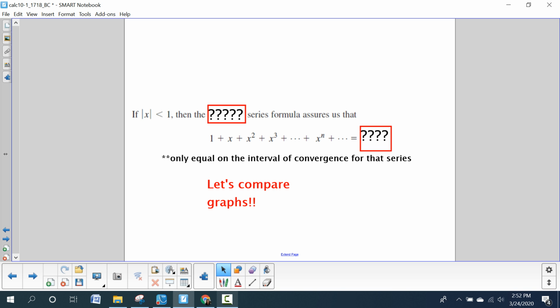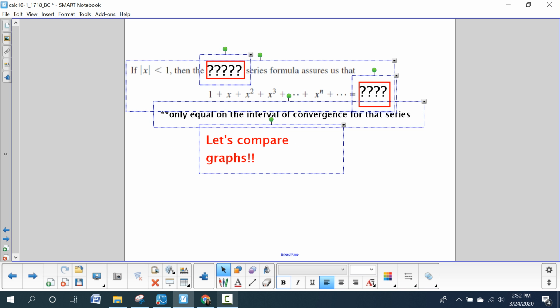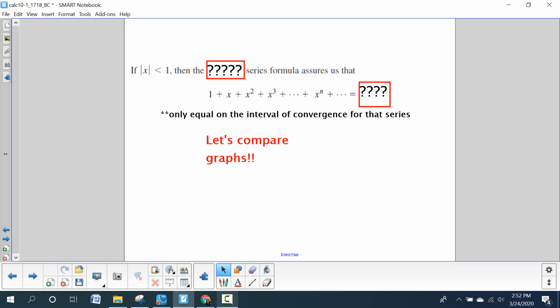So I kind of wanted to look at this. This says if the absolute value of x is less than 1, then the geometric series formula assures us that this power series is equal to this function. So I want to see if you can help me with this. We're going to try to come up with that. Look at this power series. Look at these values. If you were to look at these, how could you determine how to get to the next one? What's the pattern here?